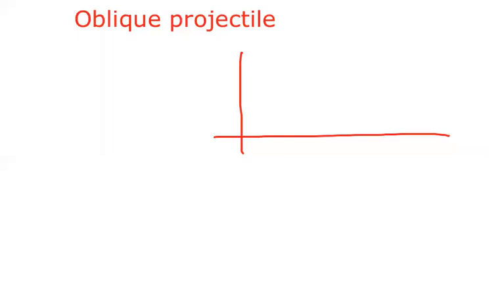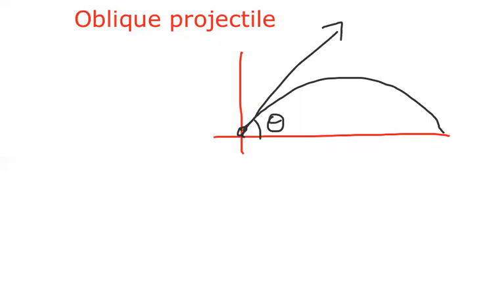Now here the body is thrown with respect to horizontal, making an angle with respect to horizontal. This is called theta. So now we are going to discuss this topic called oblique projectile.